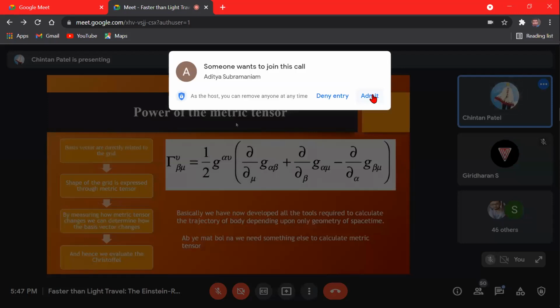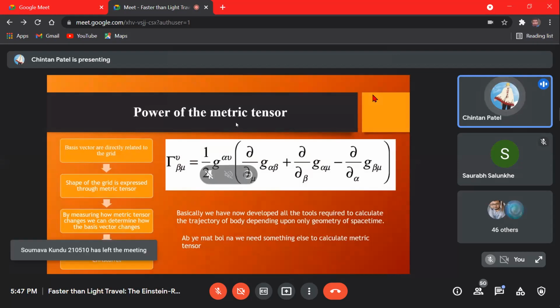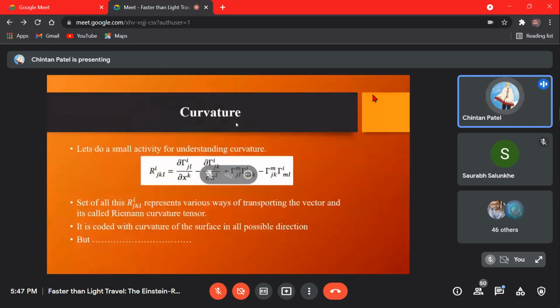But we had a problem when we considered the Christoffel symbol: how do we calculate the Christoffel symbol? Through the metric tensor. But how do you calculate the metric tensor itself? There is something even more to calculating the metric tensor. That is the Riemann curvature tensor.